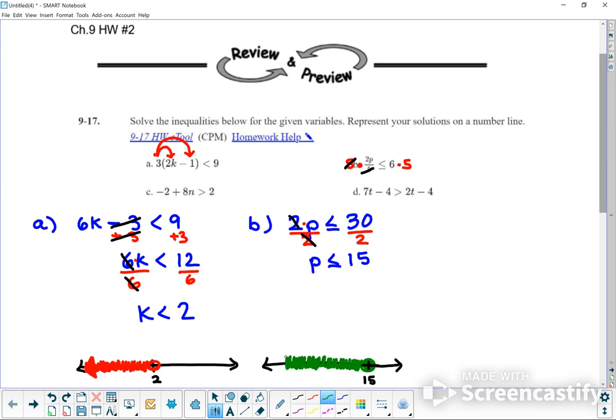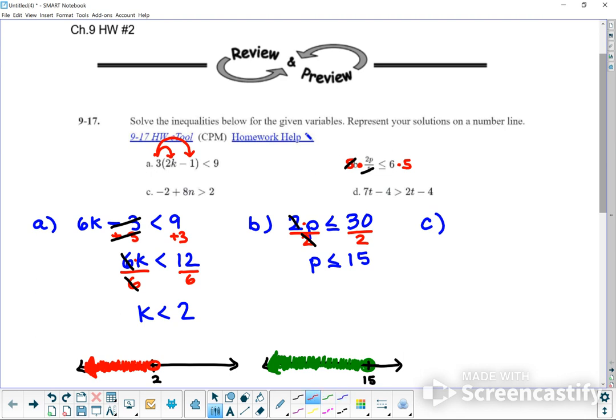Okay, make sure you go pretty much all the way through and then draw an arrowhead at the end. All right. Just look at C. So C is negative 2 plus 8n greater than 2. You notice that there's an 8n on that, but it's towards the back. You want to get rid of that negative 2 first.